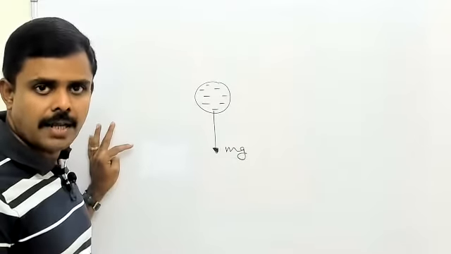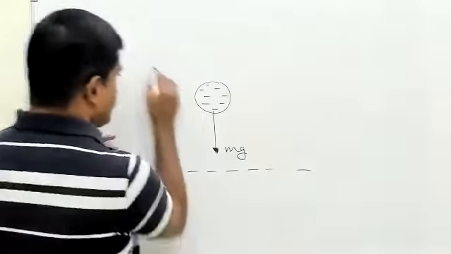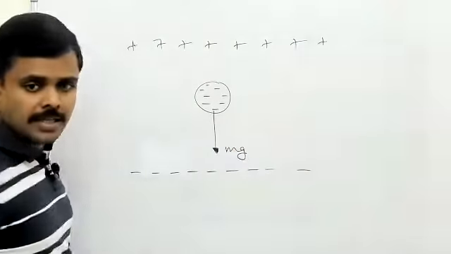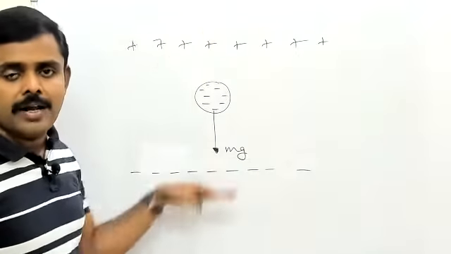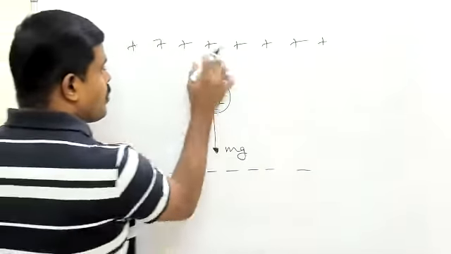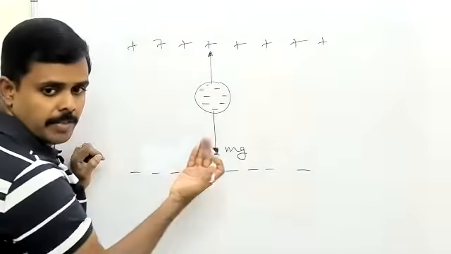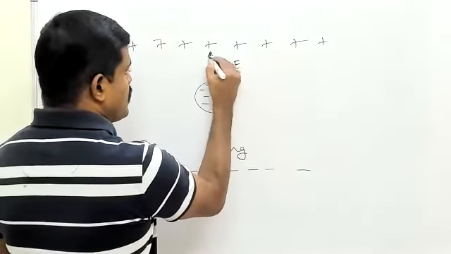But I'm going to balance it now. How do you balance it? I just keep a negative plate here and a positive plate here. So this positive and negative will create an electric field here. What happens? This positive will attract the negative drop in the upward direction. The negative plate will repel the negative drop in the upward direction with electrostatic force QE. Am I correct?